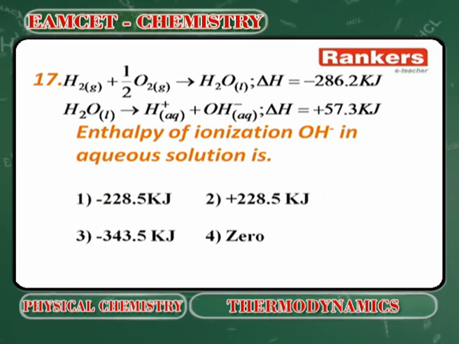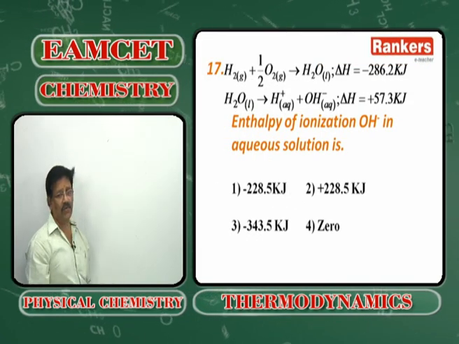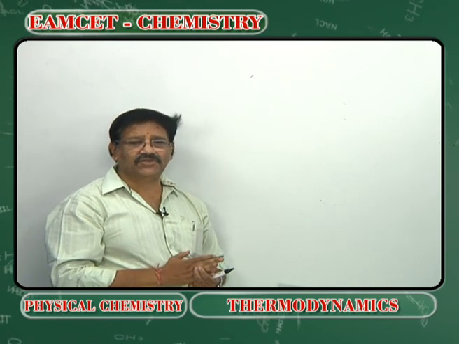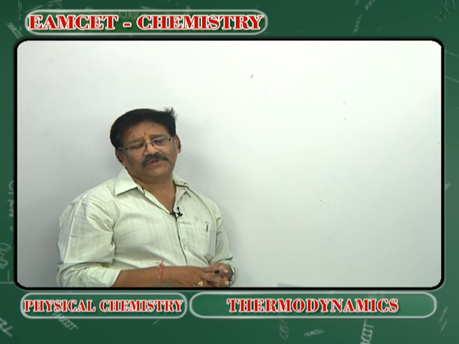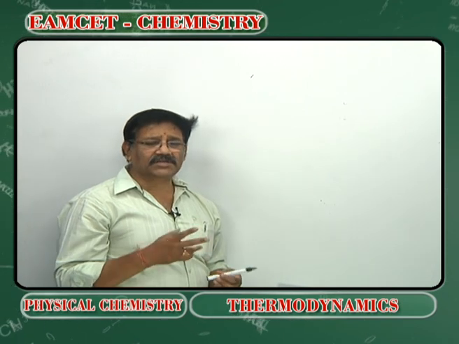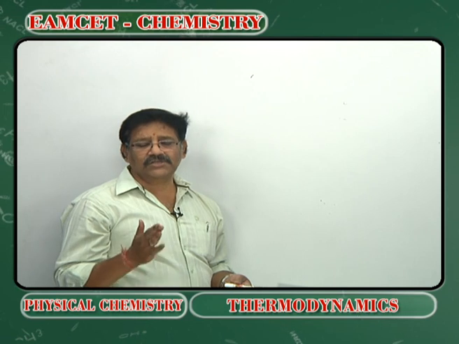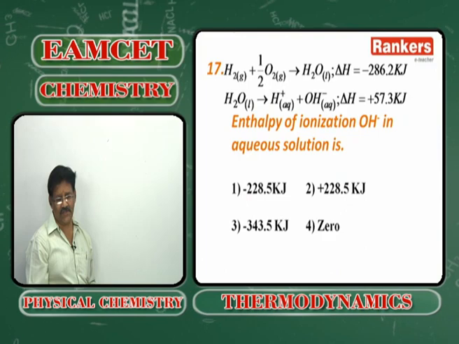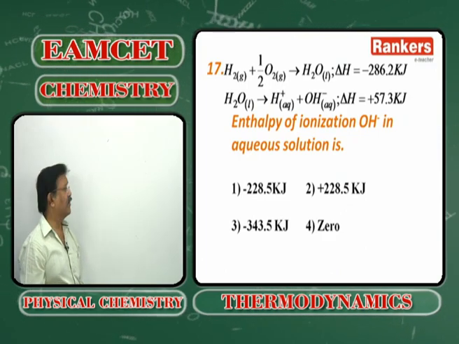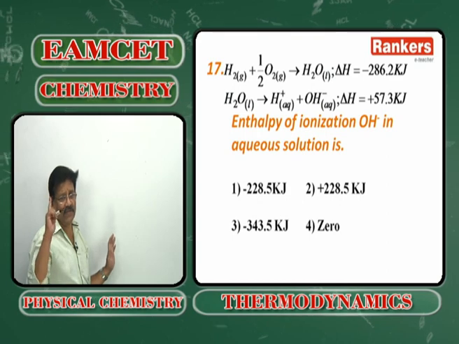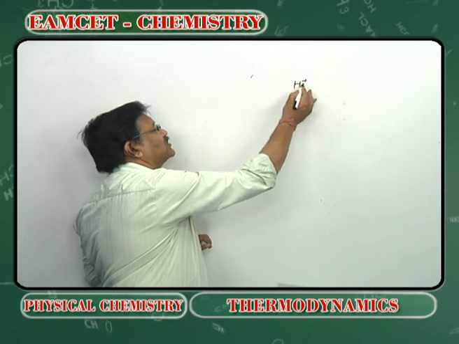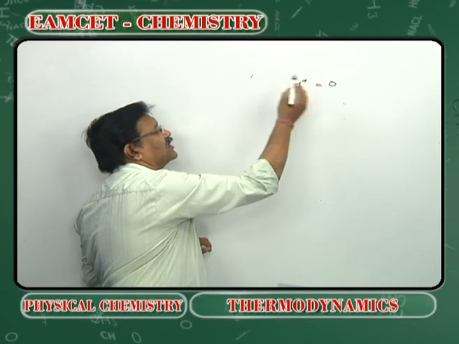So what is the enthalpy of ionization? The amount of heat evolved during the formation of 1 mole of the ions from its constituent elements in the aqueous solution. Now, arbitrarily, we take the enthalpy of ionization of the H plus ion as 0.